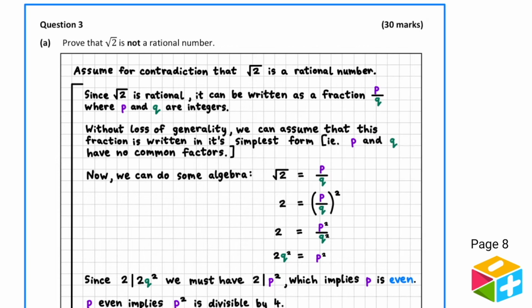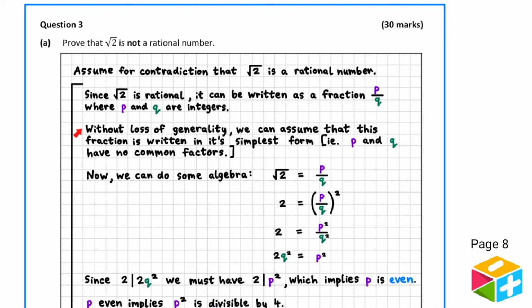In part A, we must prove that √2 is not a rational number. The strategy here will be to use a proof by contradiction. We'll assume for contradiction that √2 is a rational number. Well, by definition, a rational is any number that can be written as a fraction of integers. If we assume that √2 is rational, then it can be written as a fraction p over q, where p and q are integers.